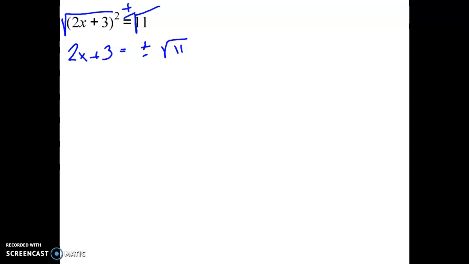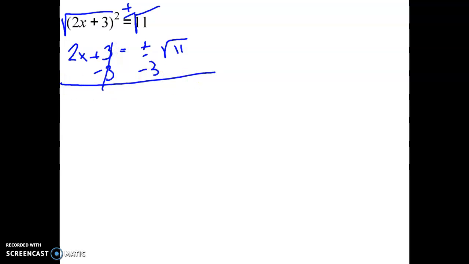My goal, though, is to still get x by itself. Just like when we were solving equations in middle school, the goal was to get x by itself. The goal hasn't changed, but a little bit of the process maybe has. So let's see what we can do to get x by itself. So I'm going to take minus 3 on both sides.